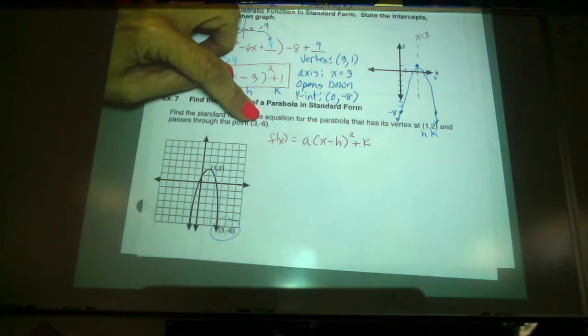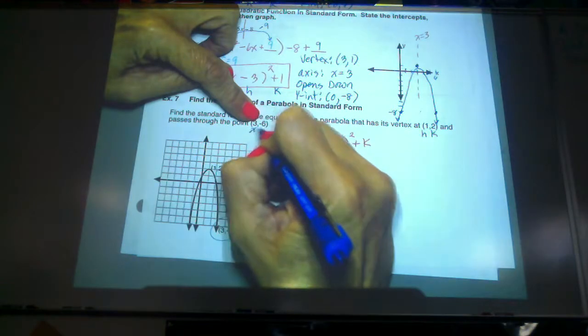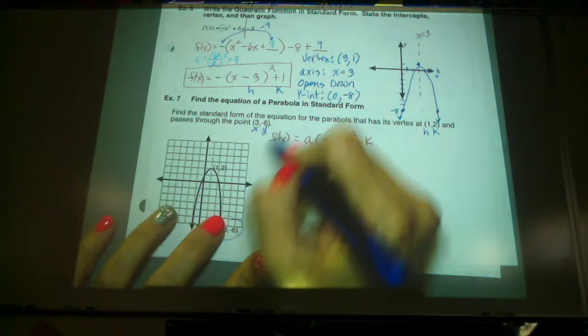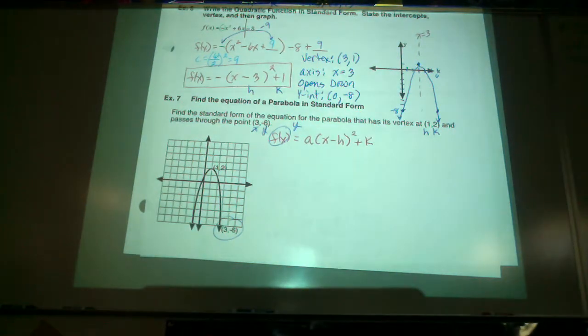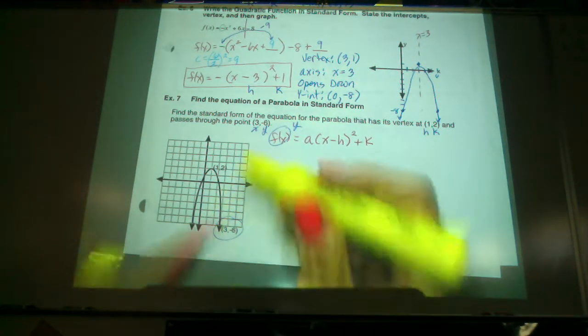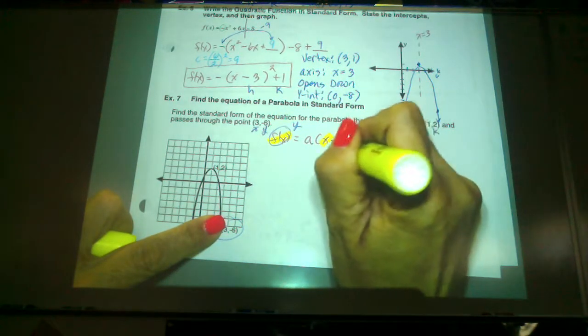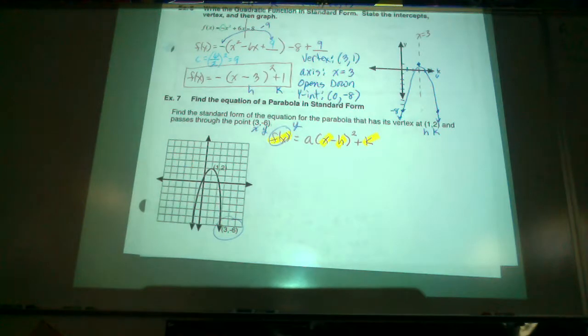Here's 3, negative 6. What they've given you is a plain x and a plain y. So we are going to plug into this, and we're going to replace the f of x, which is our plain y. We're going to place the plain x, the h, and the k. They've given us 4 things out of the 5 on that formula. We just have to find a. So here we go.